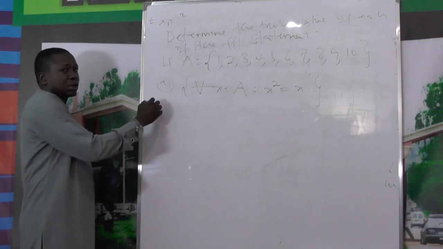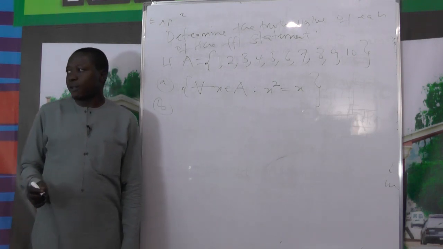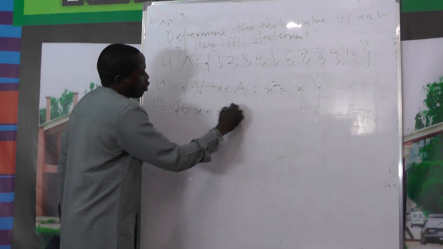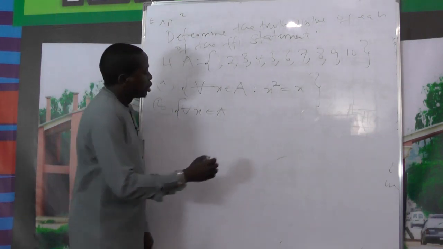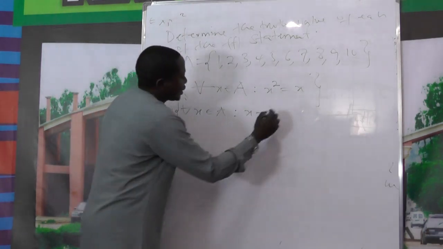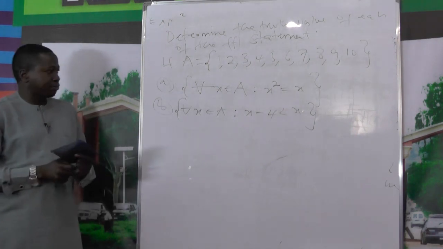So now let's have B. Two of them. This one, for all x element of A, show that x minus 4 is less than x. Now, let's do these two examples together.